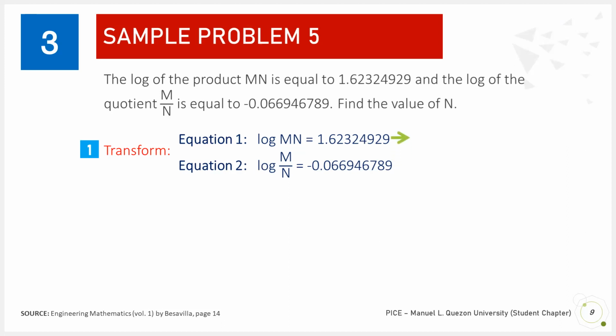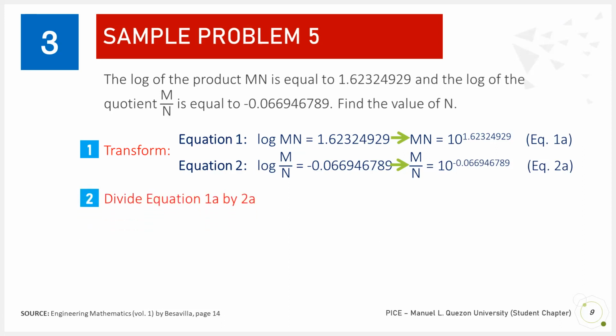So we transform the equations by making it to exponential form. So we have mn is equal to 10 raised to 1.6232499. So this serves as our equation 1a. And then sa equation 2 naman, ang transformation niya is m over n is equal to 10 raised to negative 0.066946789. So yun, na-transform na natin yung ating given equations. And the next step is to divide equation 1a by 2a.